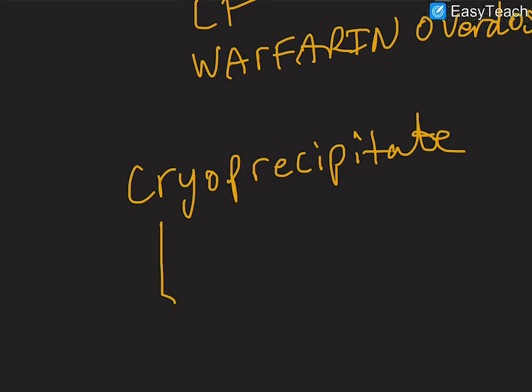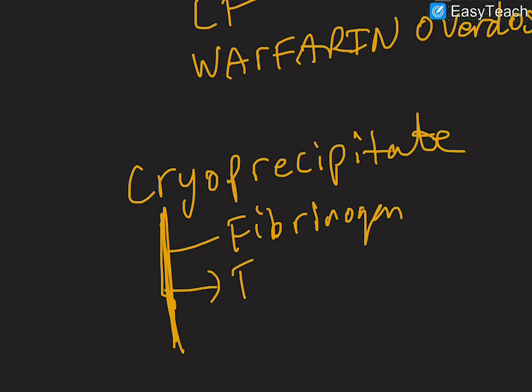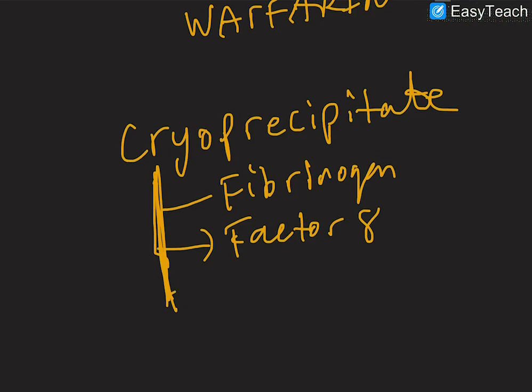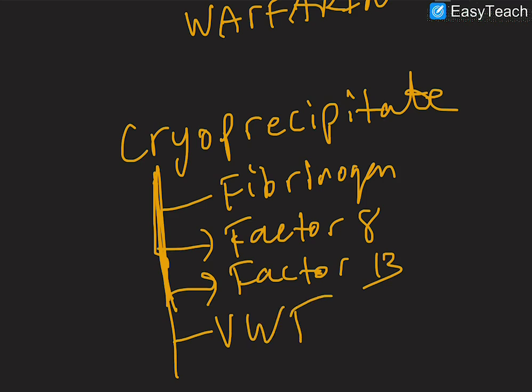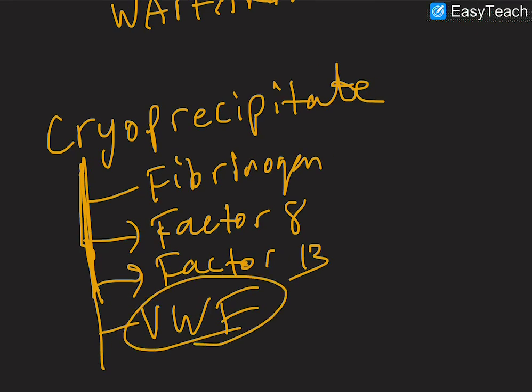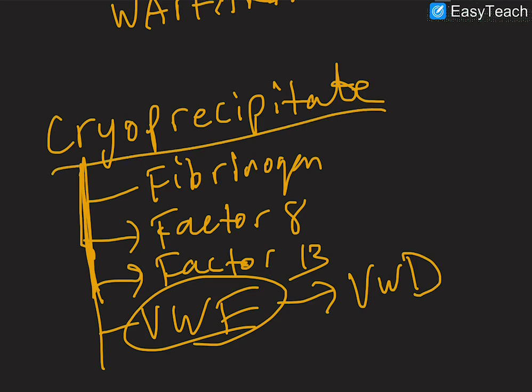Okay. Now, cryoprecipitate is important because it contains important things like what? Like fibrinogen, factor 8, factor 13, and von Willebrand factor. Okay. So why would you give cryoprecipitate if you're deficient in fibrinogen? Okay. Or if you're deficient in von Willebrand factor. All right. So if you're deficient in von Willebrand factor, where do we see that? Von Willebrand disease, right? So cryoprecipitate could be a consideration in von Willebrand disease.